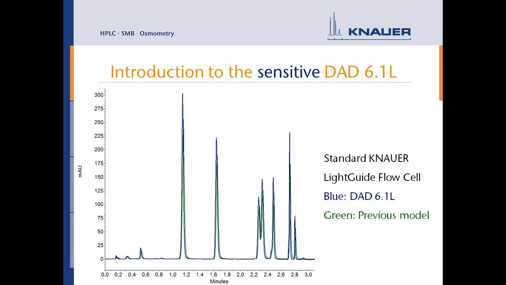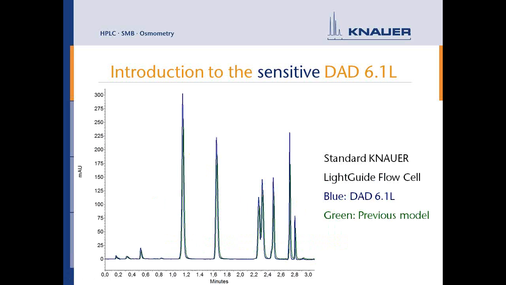Okay, but how does this actually look in the lab? For that I brought you a chromatogram from our lab work. So this is a real application that we did in our application lab at Knauer. And here you see a comparison. Just to convince you how well this detector is working, we compared it to our previous model. On this chromatogram you see exactly the same application with exactly the same column, and everything in the method was the same. The blue line is our new DAD 6.1L, and the green chromatogram shows you a different model of detector, so our previous model.